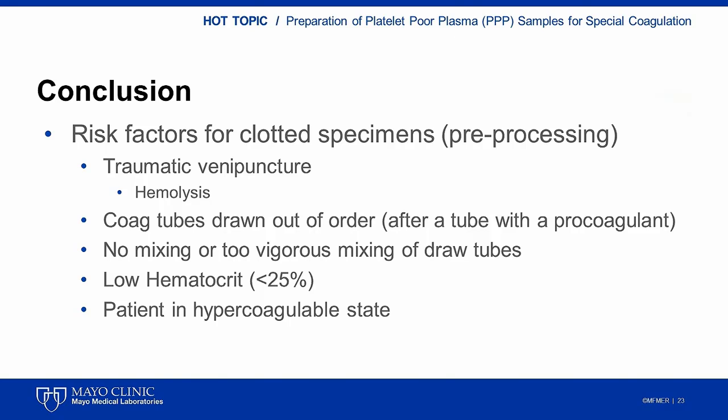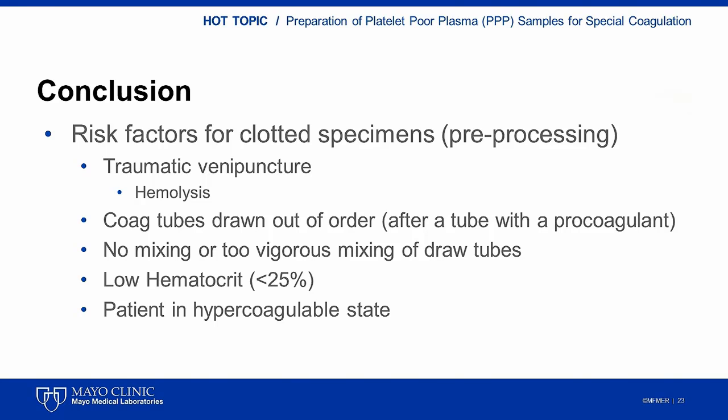In conclusion, the pre-processing risk factors for clotted specimens are as follows. Traumatic venipuncture and the resulting tissue thromboplastin and hemolysis may activate the clotting cascade. If a coagulation tube is drawn after a tube with a procoagulant or a clot activator, there is a hypothetical possibility for contamination and subsequent clotting of the sodium citrate tube. If the specimen is not mixed, the anticoagulant is not evenly mixed into the blood, potentially allowing clots to form in the area absent of anticoagulant.